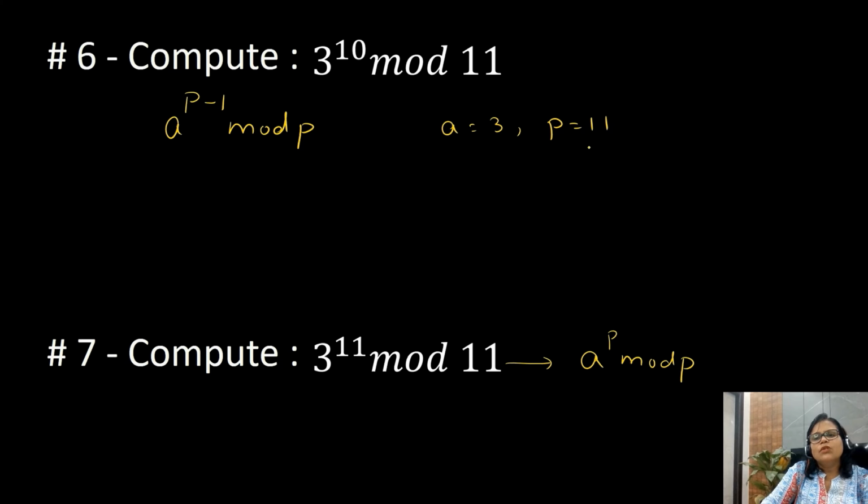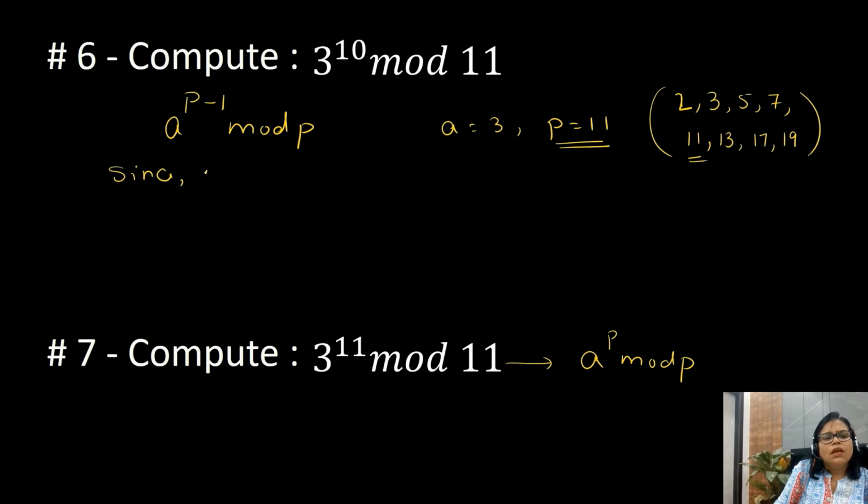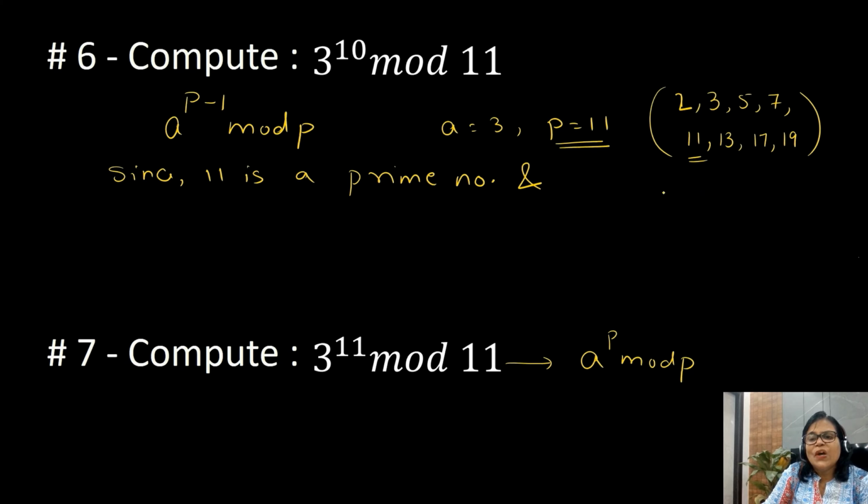First and foremost, you have to check whether P is a prime number. So what are the prime numbers from 1 to 20? It is 2, then 3, 5, 7, 11, 13, 17 and 19. So yes, 11 is a prime number. Since 11 is a prime number, what is the second condition you have to check? You have to check that 3 is not divisible by 11. How will you check that? You take a calculator, take the number 3 and divide it by 11, and check what the answer is. If you get a fractional number, that means 3 is not divisible by 11.